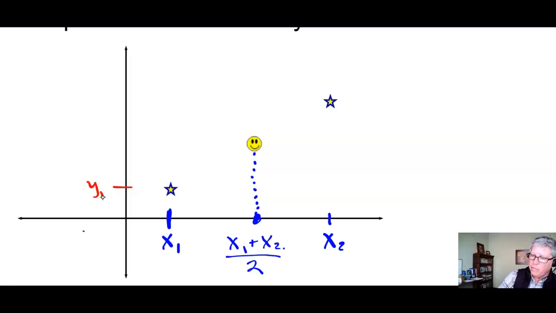There's the y value of the first one. Here's the y value of the second one. And what are we after? We're after the y value of the midpoint. So, ladies and gentlemen, if I want to know the number right between those 2 values, then I just add them and divide by 2.